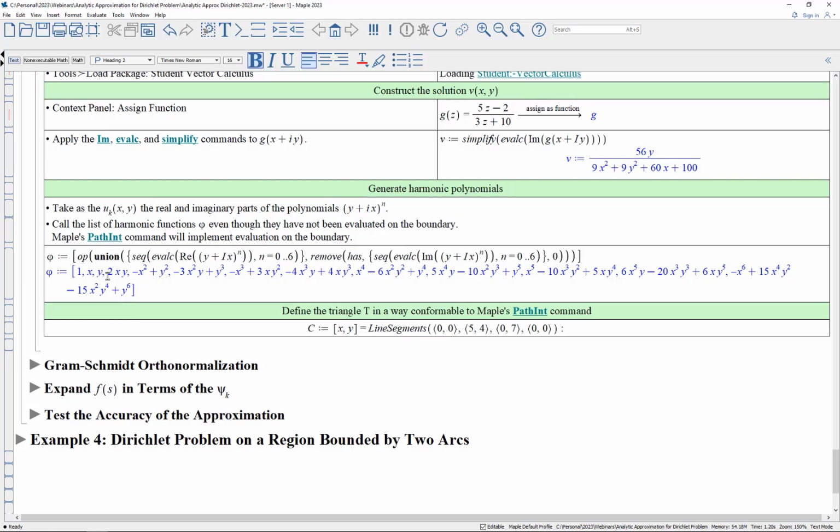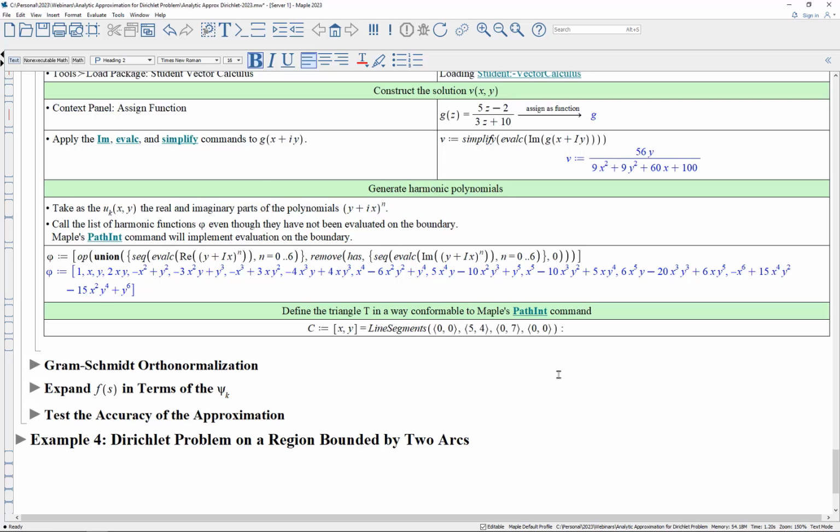So here is the list of polynomials that I'm going to use as the phi functions. And now I need the line segments option for the path-in command. Going around the triangle, you start at the origin, and you have to make sure you come back to the origin, so you close the loop.